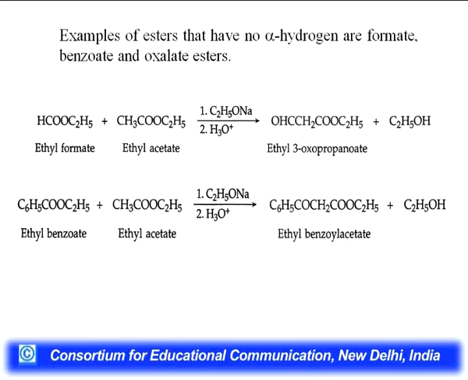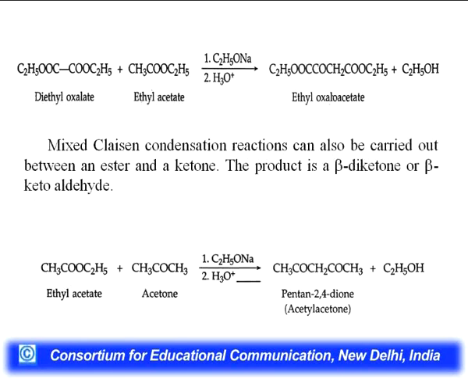Here are the examples. Examples of esters that have no alpha hydrogen are formate, benzoate and oxalate esters. So, you can see the cross Claisen condensation examples. When ethyl formate, you can see there is no alpha hydrogen, reacts with ethyl acetate, it will give you ethyl 3-oxopropanoate, and ethyl benzoate, again no alpha hydrogen is there, when reacted with ethyl acetate will give you ethyl benzoyl acetate.